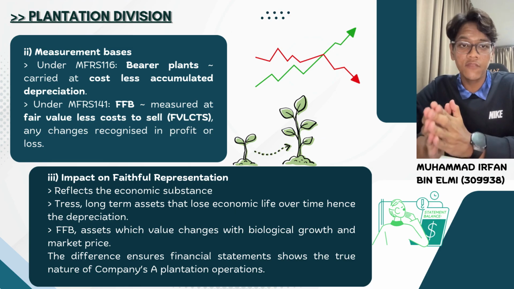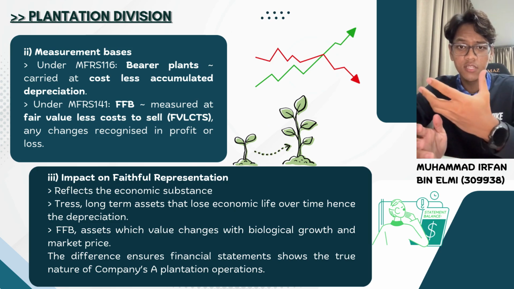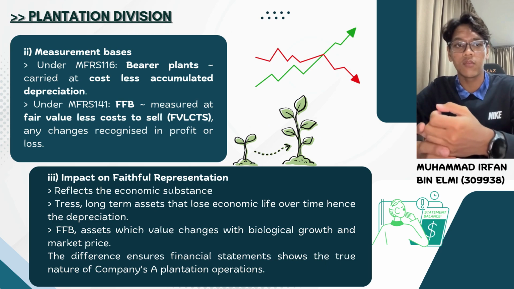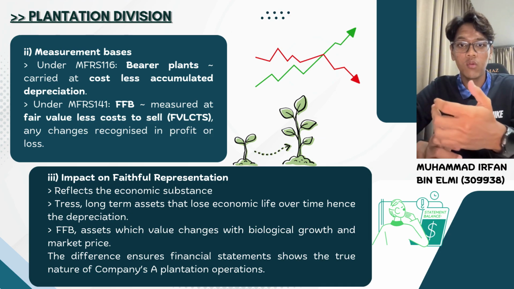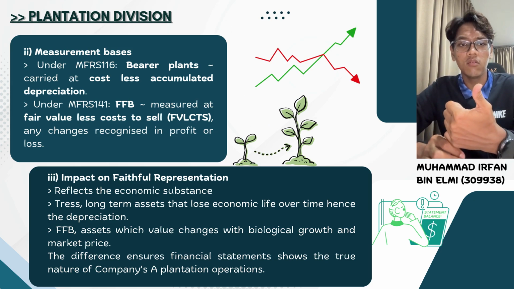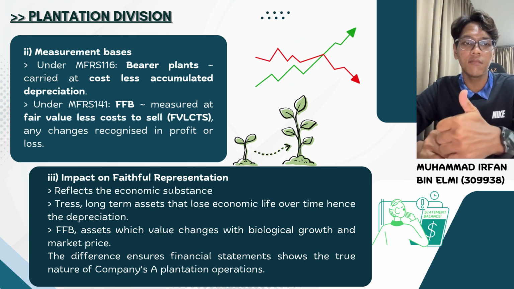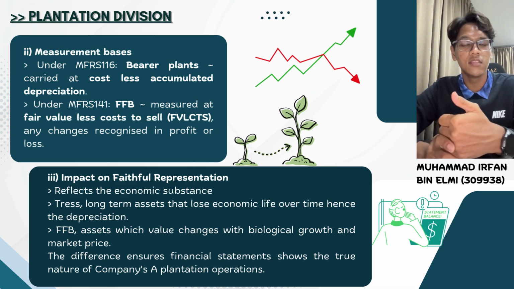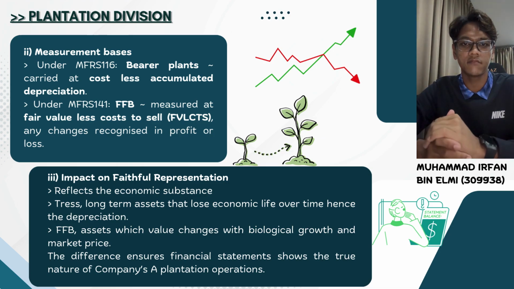Finally, why does this matter for faithful representation? First, it perfectly reflects our economic substance. So the tree is actually a long-term productive asset. It loses economic life and value over the time, which is hence why we do the depreciation. On the other hand, the FFB is actually a dynamic asset, which is why the value shifts or changes with its biological growth and market price fluctuation. So treating all of these differently ensures that the financial statement accurately reflects the true nature, risk and the value of company A's plantation operation.